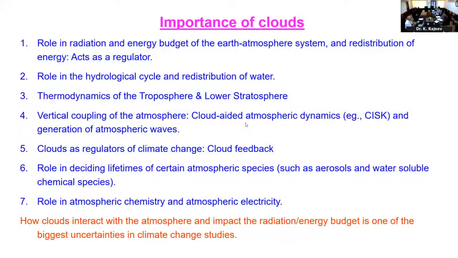So this is a thunderstorm. Thunderstorms can produce this. Much of the gravity waves are produced by thunderstorms. So these clouds can generate these kinds of things. Cloud latent heating can also generate planetary waves. We will come to that. They are actually regulators of climate change through cloud feedback and their role in deciding the lifetime of atmospheric species, for example, water vapor, and the bigger part, aerosol.